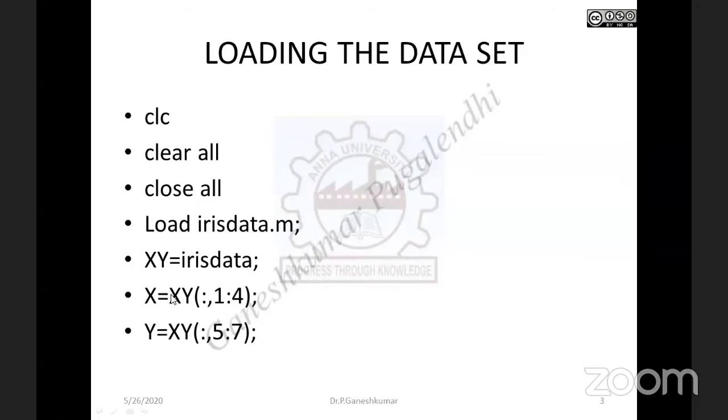Y is equal to, from the matrix xy, I need all rows. That's why I mentioned a colon, comma. What are the things that are required? 5 comma 6 comma 7, that is 5 to 7. Those 3 columns are output columns.